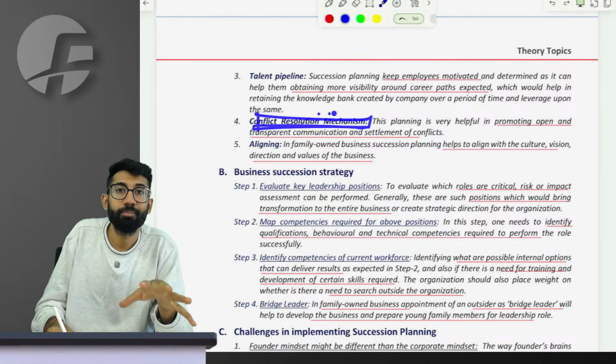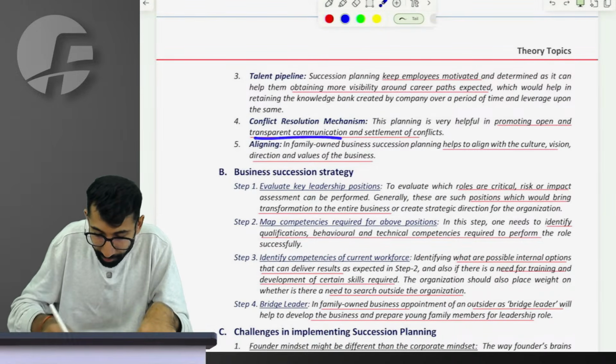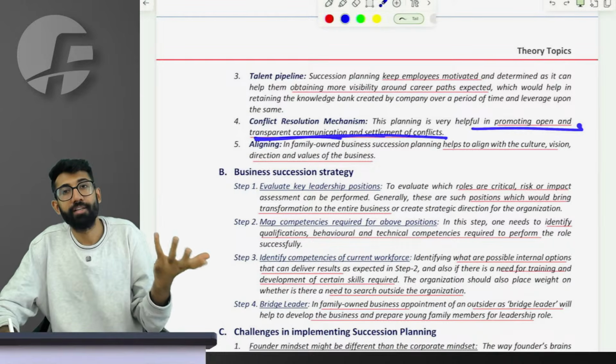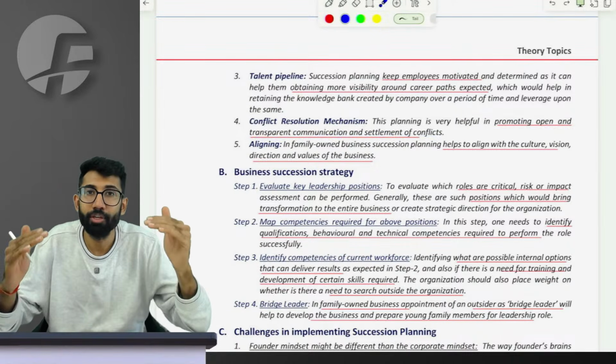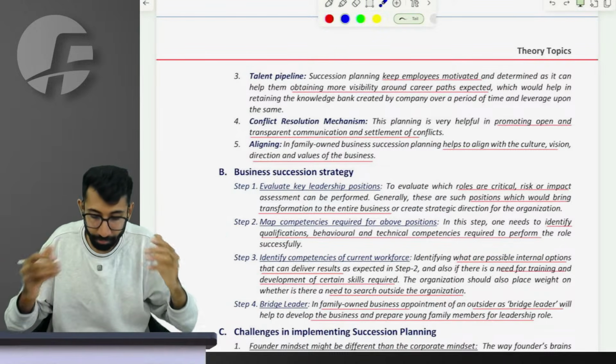Then conflict resolution mechanism. Sometimes it becomes a matter of conflict, that who's going to be at that position. So if there is complete transparency and communication, it becomes a system of conflict settlement, that this is how we will measure your performance, this is how the person can reach there. So there becomes more transparency.